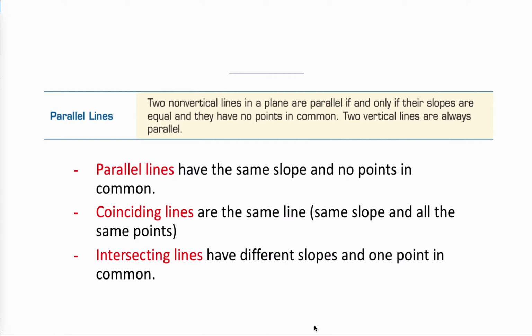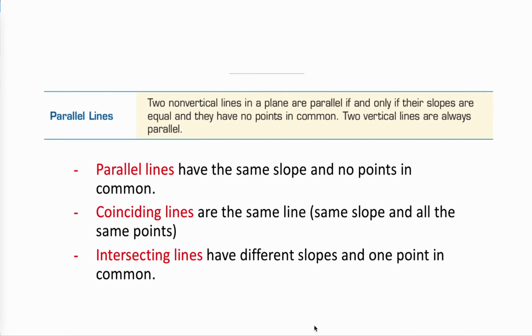So, parallel lines. Two non-vertical lines in a plane are parallel if and only if their slopes are equal and they have no points in common. Vertical lines are always parallel. That exception is there because we can't say that vertical lines have the same slope, because their slopes are undefined. So parallel lines have the same slope and no points in common.